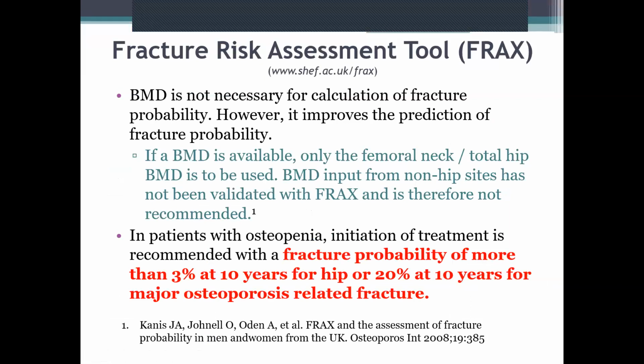So as I mentioned, for the FRAX risk assessment tool, we actually do not require the bone mineral density. But it can improve the prediction of fracture probability, because remember, we're looking at all the other risk factors as well. So patients with osteopenia, I've mentioned this earlier, if the fracture probability is more than 3% for 10-year risk at the hip, or more than 20% for major osteoporosis-related fracture, then you might want to consider initiating therapy for patients who are osteopenic, who haven't fractured yet.